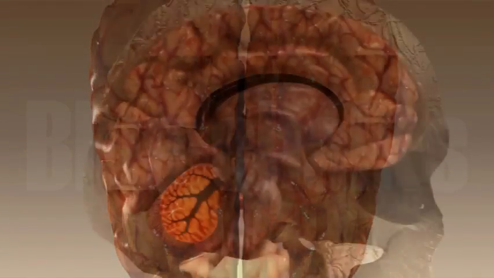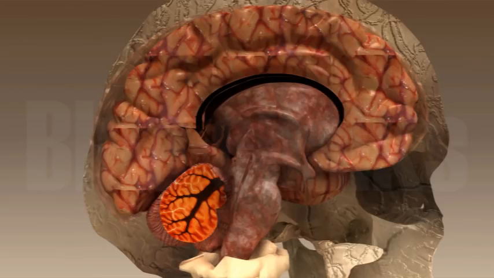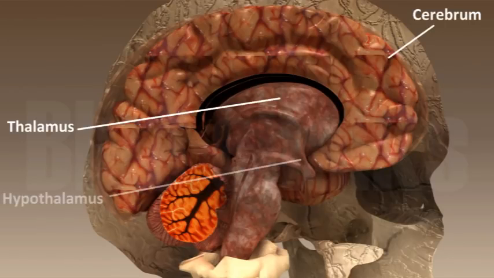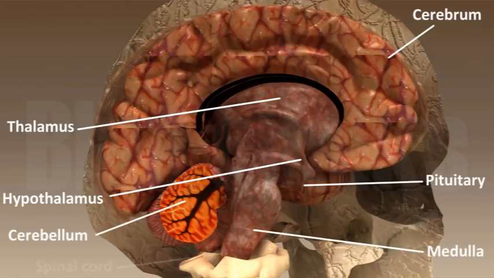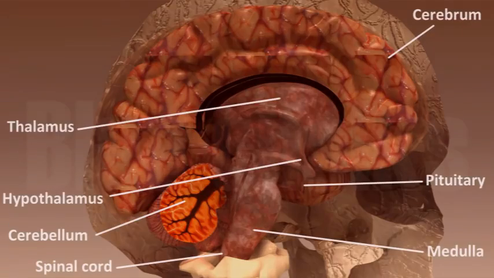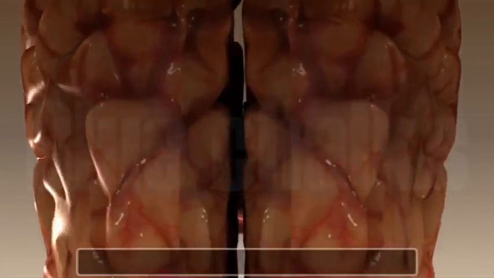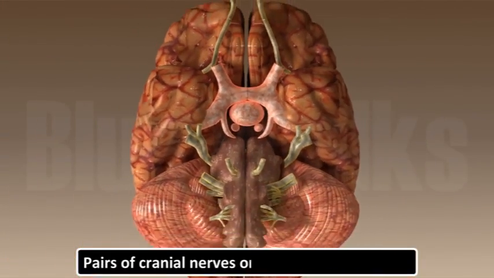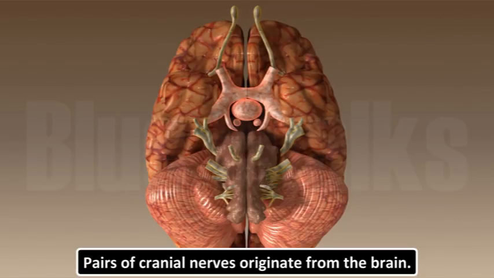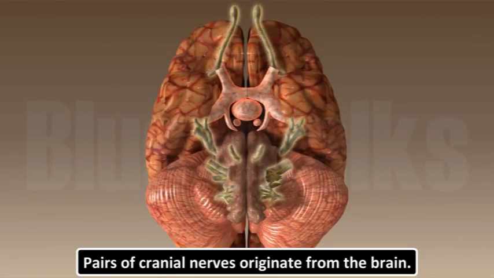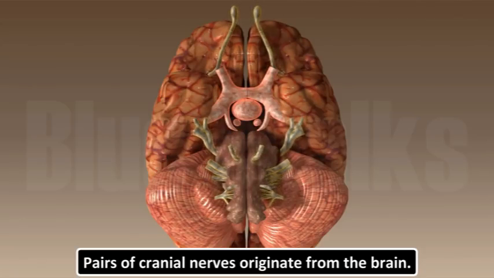The structure of the brain can be seen if we separate the two attached portions. The brain consists of cerebrum, thalamus, hypothalamus, pituitary, medulla, cerebellum, and spinal cord. Pairs of cranial nerves originate from the brain. Cranial nerves are the nerves which connect all the parts in the head directly to the brain.